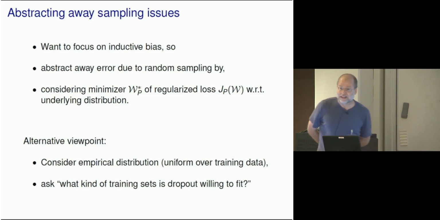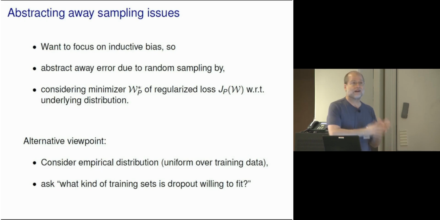There's another way to look at it, though. If you apply our results on distributions that are concentrated on training examples and assign equal weight to each training example, then our analyses address the question of what kind of training sets is dropout willing to fit, and what will it give up on.